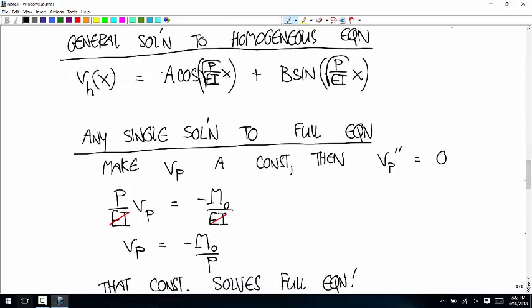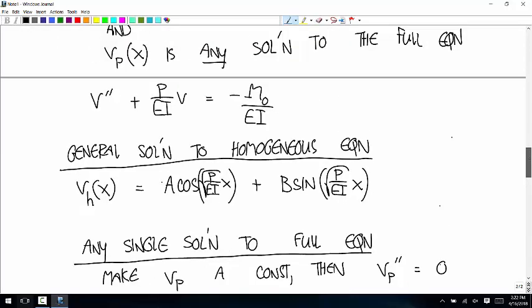It's not a general solution. Obviously, a constant doesn't give you every possible solution there. But if you take that constant and take the second derivative, it's equal to 0, plus P over EI times that constant, it gives you that. So it solves the equation. But do you have any questions or want me to clarify anything on that?